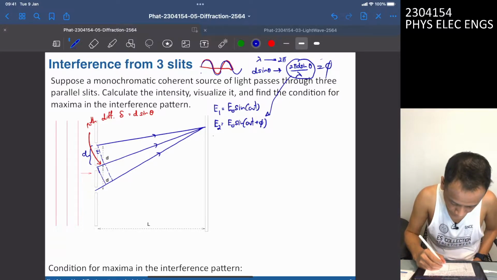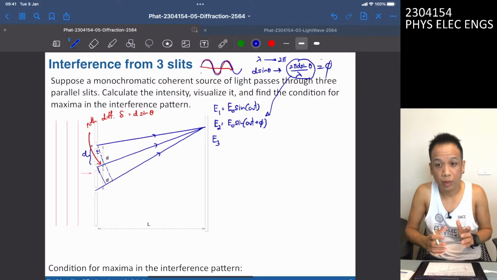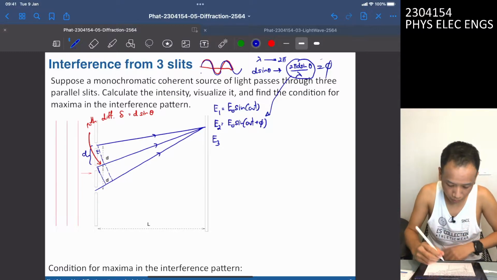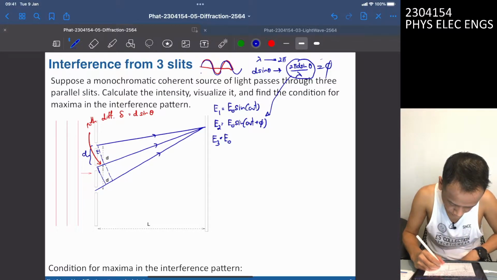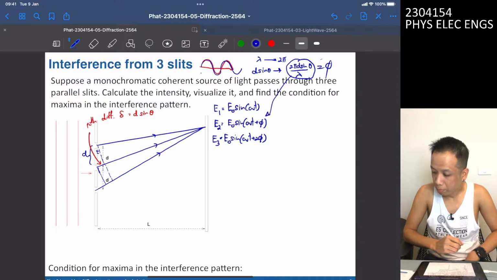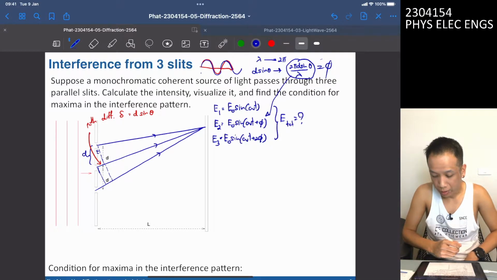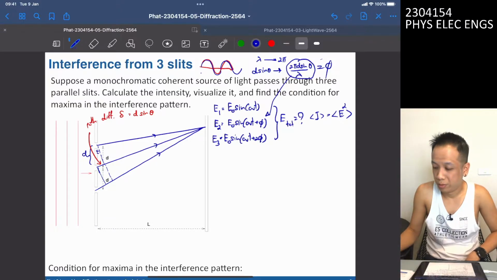Then E3 is also shifted, by 2 delta, so it's E0 sine omega t plus 2 phi. Now what is your job? You try to sum these. What exactly is it? And then you can say that the average intensity is basically the average of E squared, so we're going to sum it.